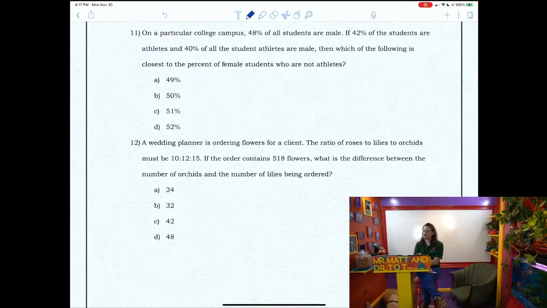And question 12 asks, a wedding planner is ordering flowers for a client. The ratio of roses to lilies to orchids must be 10 to 12 to 15. If the order contains 518 flowers, what is the difference between the number of orchids and the number of lilies being ordered? So I'll give you 6 minutes, and 2 minutes into those 6 minutes, I'll start to solve the problems.